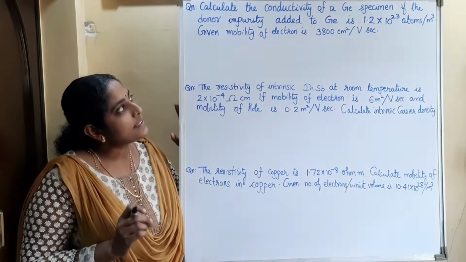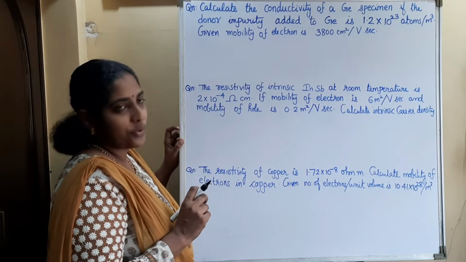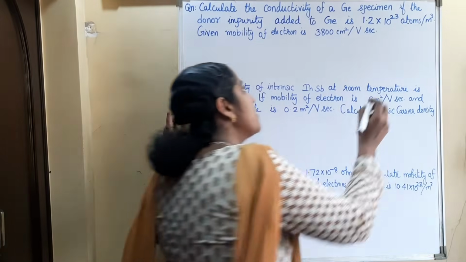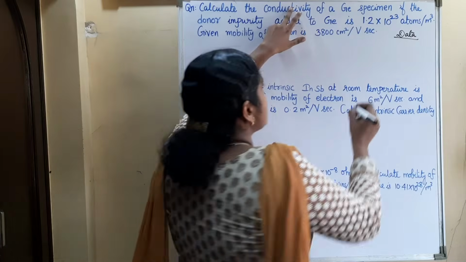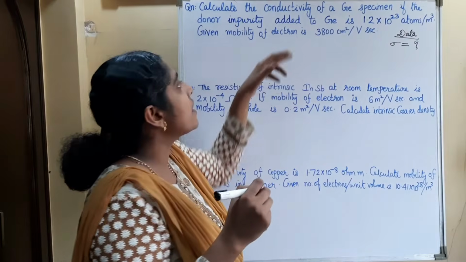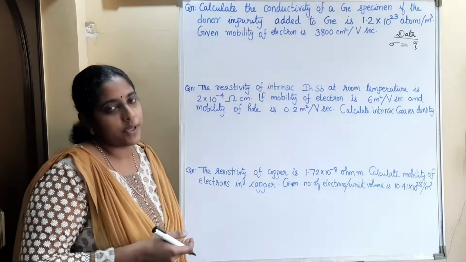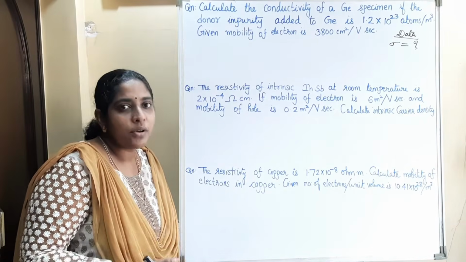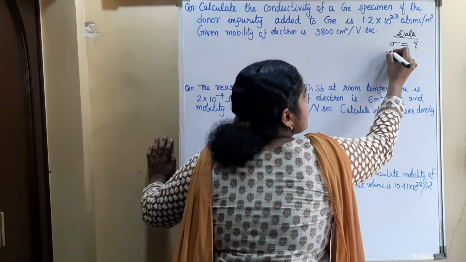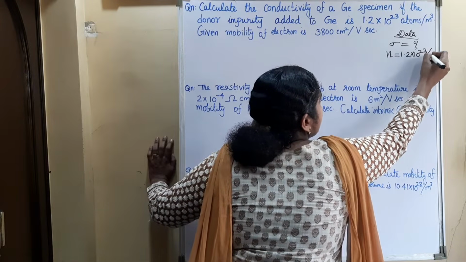Next question, calculate the conductivity of a germanium specimen if the donor impurity added to germanium is 1.2 into 10 raised to 23 atoms per meter cube, given mobility of electron is 3800 centimeters square per volt second. Here we have to find out the conductivity of a germanium specimen. Germanium is an intrinsic semiconductor. Here the donor impurity added to germanium is 1.2 into 10 raised to 23 atoms per meter cube. So we can assume that each atom can donate 1 electron. So the number of atoms per meter cube will be same as the number of electrons per meter cube. So that is equal to 1.2 into 10 raised to 23 per meter cube.